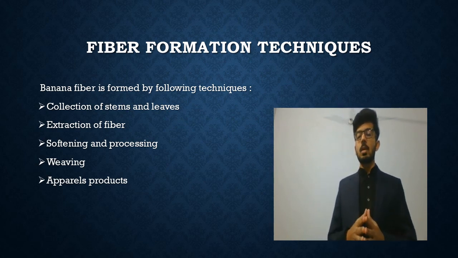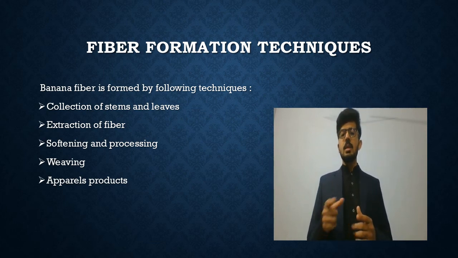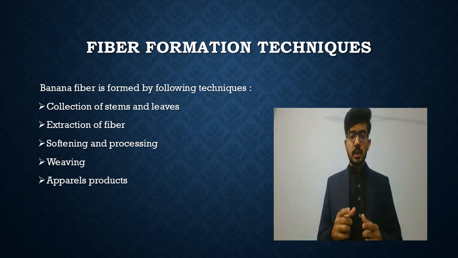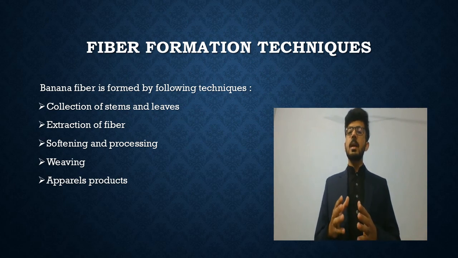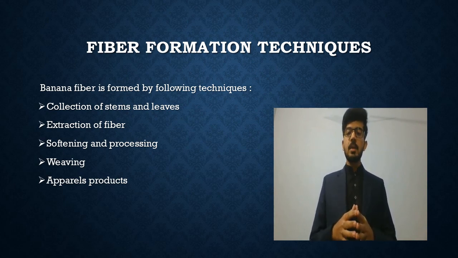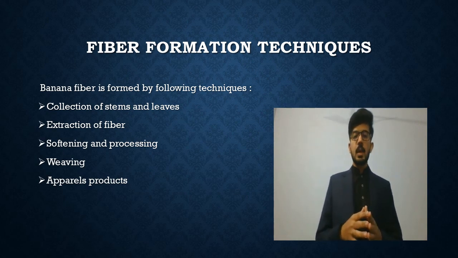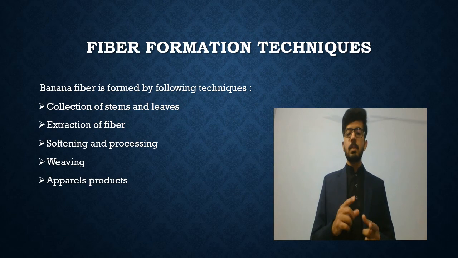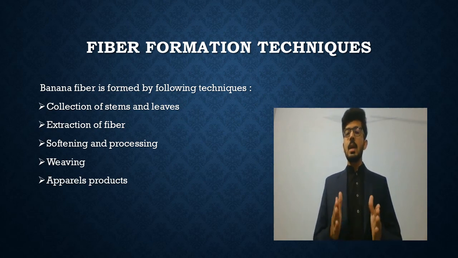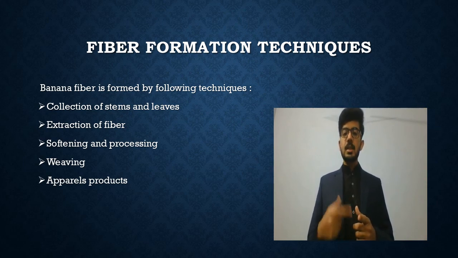So we talk about the first, extraction of stems and leaves. The stems and leaves are extracted easily from the banana plant after the removal of fruits. The second step is the extraction of fiber. The stems which are extracted from the trees are fed to the splicing machine, which cuts it into two parts. Then these parts are fed into the extracting machine.